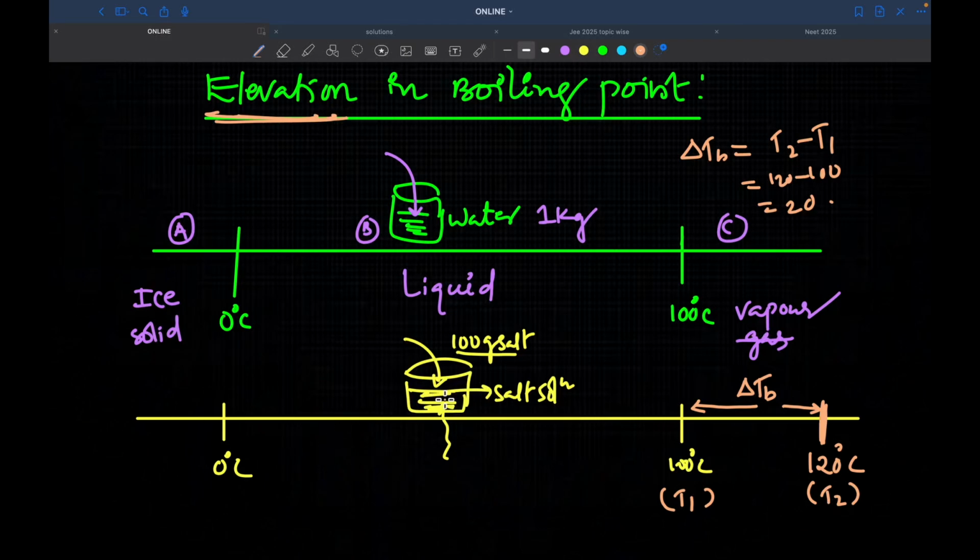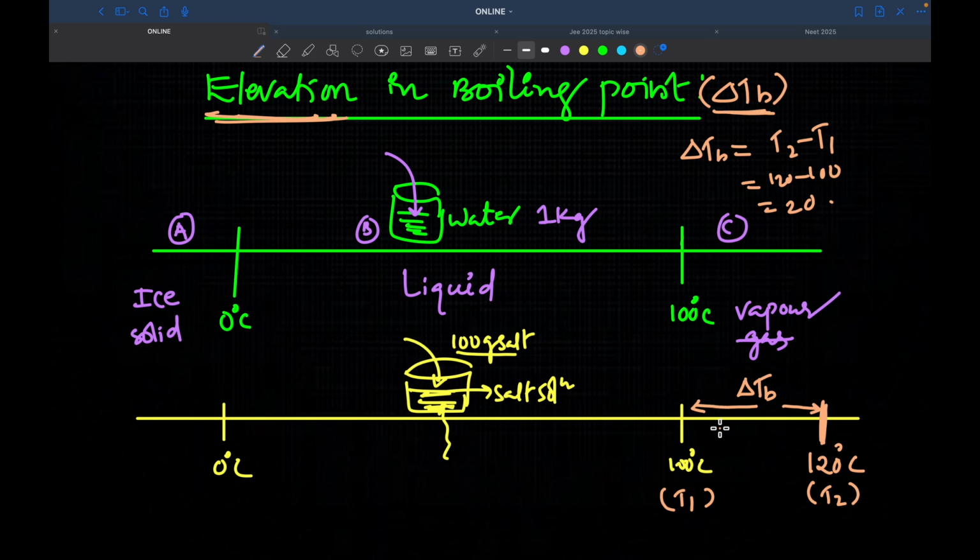Concept అర్థమైందా? When the salt is added to water, the boiling point of the solution increases as compared to the solvent. The increase in boiling point is called elevation in boiling point. We denote this by delta TB, the elevation in boiling point.